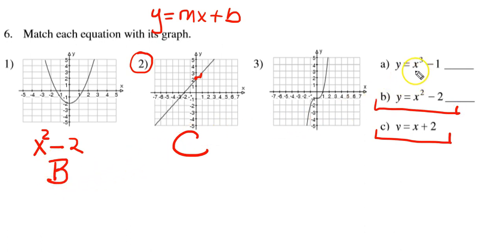Now the third power, x to the third power, has this kind of shape, and it's going through the y-intercept at negative 1 right there. So this one is A. All right, we'll wind this one up.